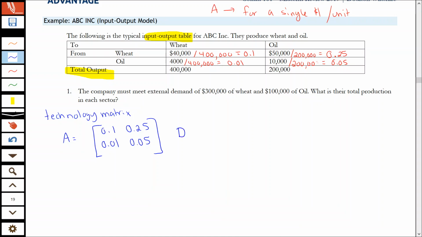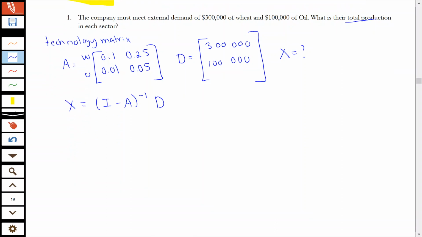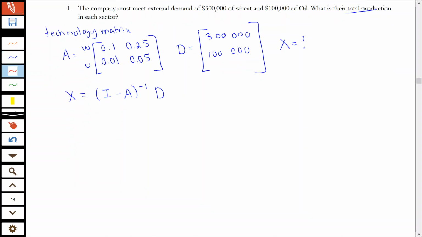So they're telling us what the demand is. And remember, we did this wheat and then oil, right? That's the order it was done in our chart, and we did it in the technology matrix. So wheat is 300,000 and oil is 100,000. And they want to know what is the total production. So total production is our X value. So this is telling us that we want to use the fact that X is equal to I minus A inverse times D. So if we have that A matrix, we want to first find our I minus A.